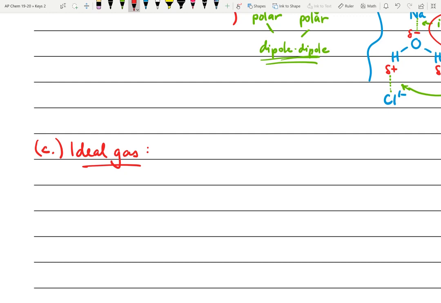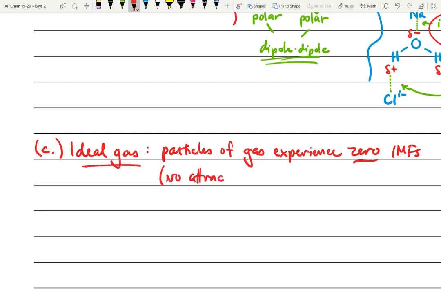So what is an ideal gas in terms of its behavior? In an ideal gas, the gas particles experience no intermolecular forces. Zero intermolecular forces. In other words, there are no attractions between the particles. Remember, intermolecular forces are really always some kind of attraction. There are no repulsions to speak of that are anywhere near as important or significant as the attractions that we talk about between positives and negatives, or even in our London dispersion forces.